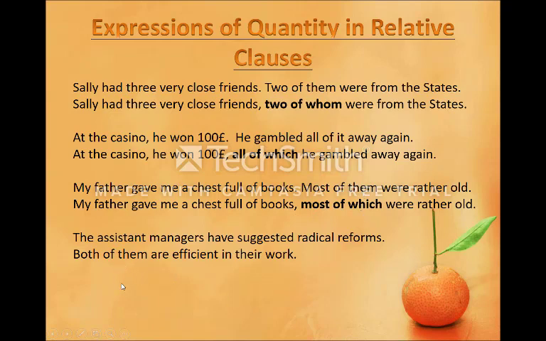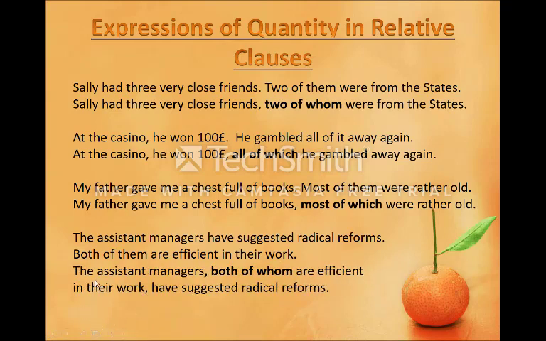Right? So, the assistant managers have suggested radical reforms. Both of them are efficient in their work. Now, this them refers to what? Managers or radical reforms? Think of it first, then give your answer. So, the assistant managers, both of whom are efficient in their work, have suggested radical reforms. So, this them refers to managers. That's why I used whom here. And I have to write it just after the noun it describes, and then I have my comma. So this is your answer.